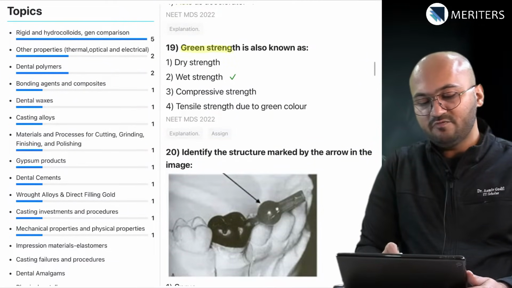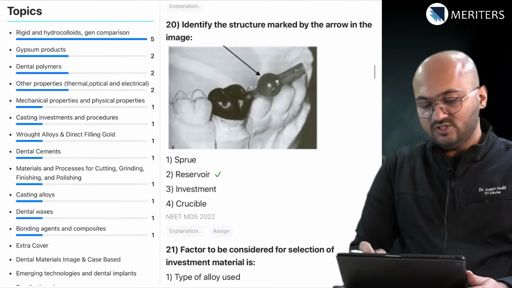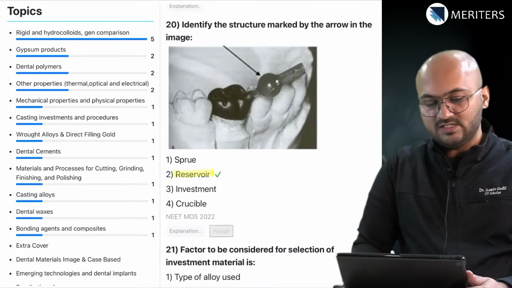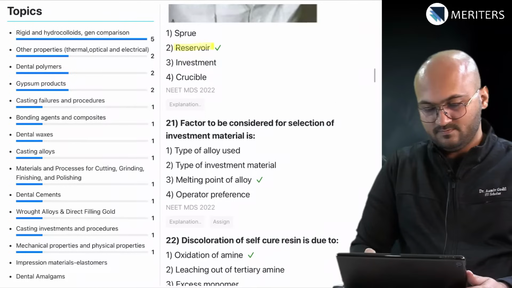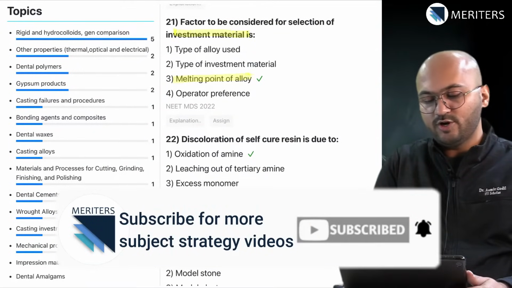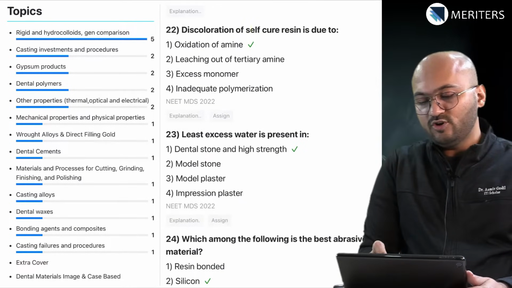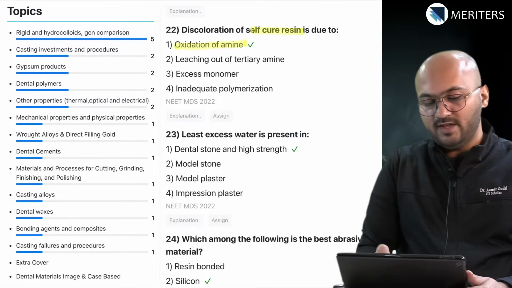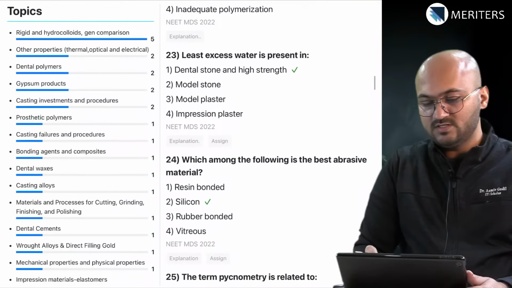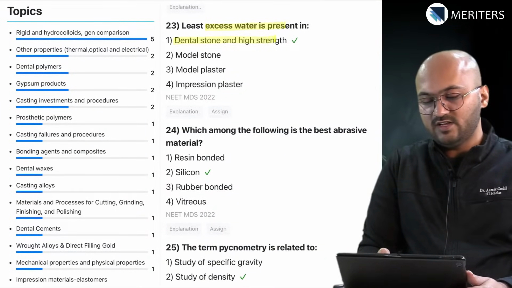Green strength is other name for wedge strength of a gypsum cast. Identify the structure marked. It's a reservoir from casting. Factor to be considered for selection of investment material is the melting point of the alloy. Discoloration of self-cure resin is due to oxidation of amine. So that's prosthetic polymers. Least excess water is present in dental stone and high strength.